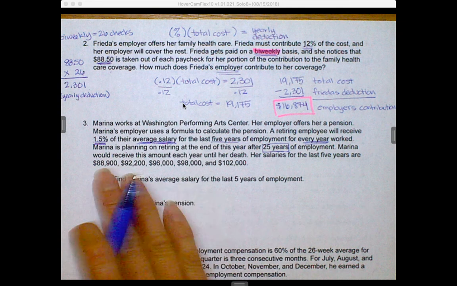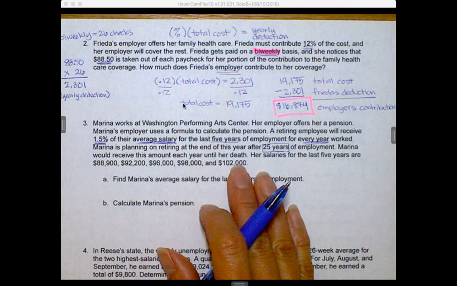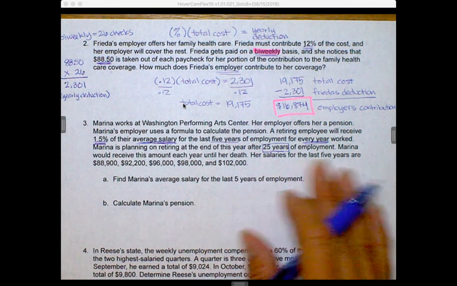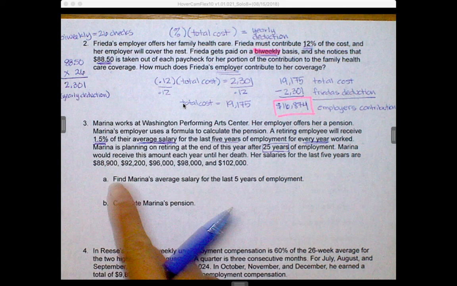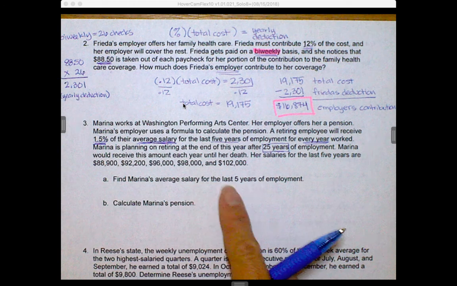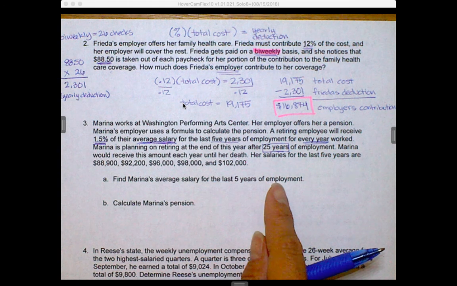Marina would receive this amount each year until her death. Her salaries for the last 5 years are these numbers. Okay, first question, find Marina's average salary for the last 5 years.